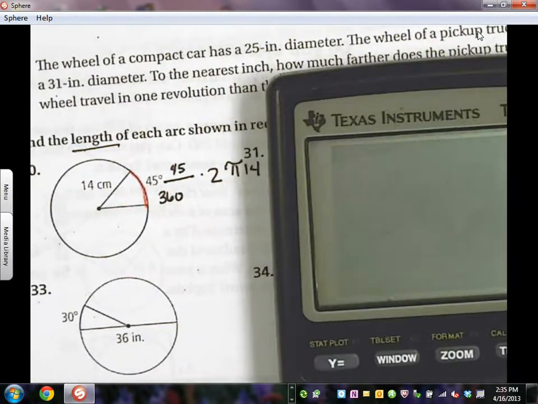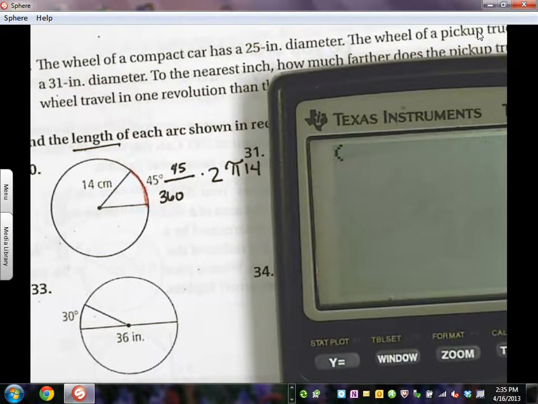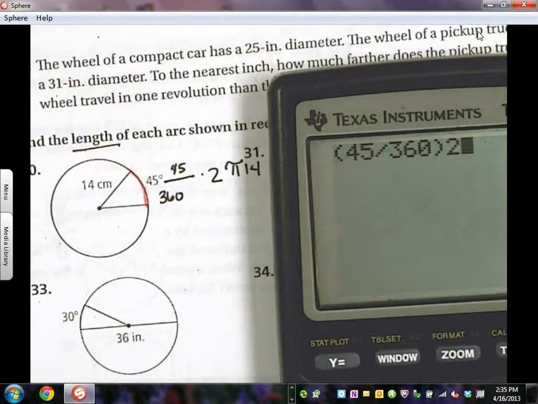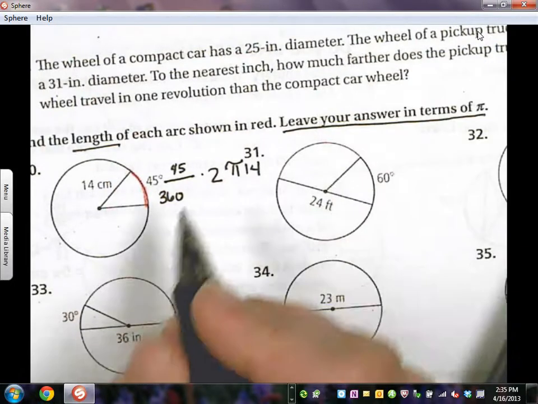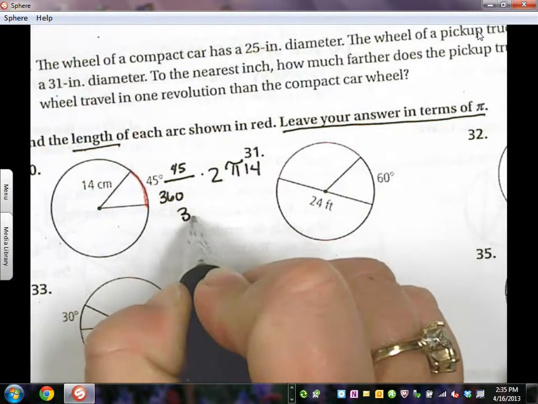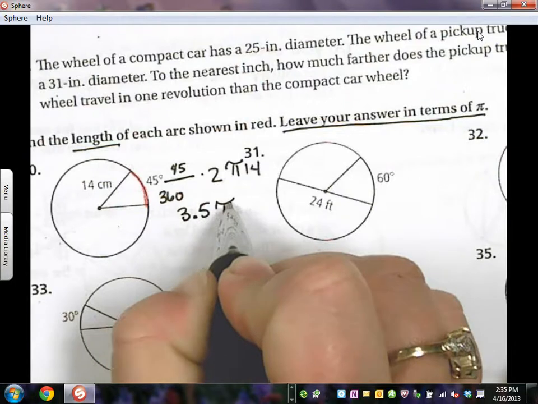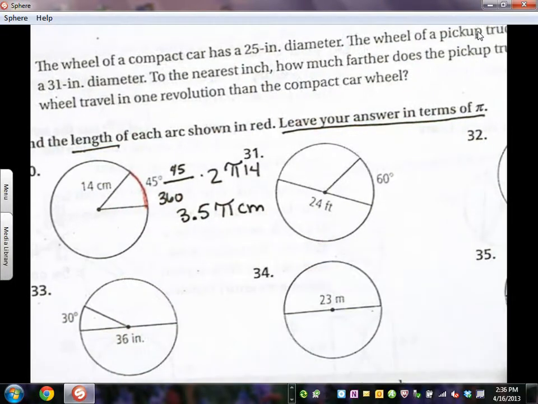So what we do, and we're going to type in exactly this. Now in parentheses, I'm going to put the fraction. Okay? That way I know what's being divided. Times 2. I'm going to skip pi, because remember we leave pi for at the end. And that means that this is 3.5 pi centimeters. Okay?